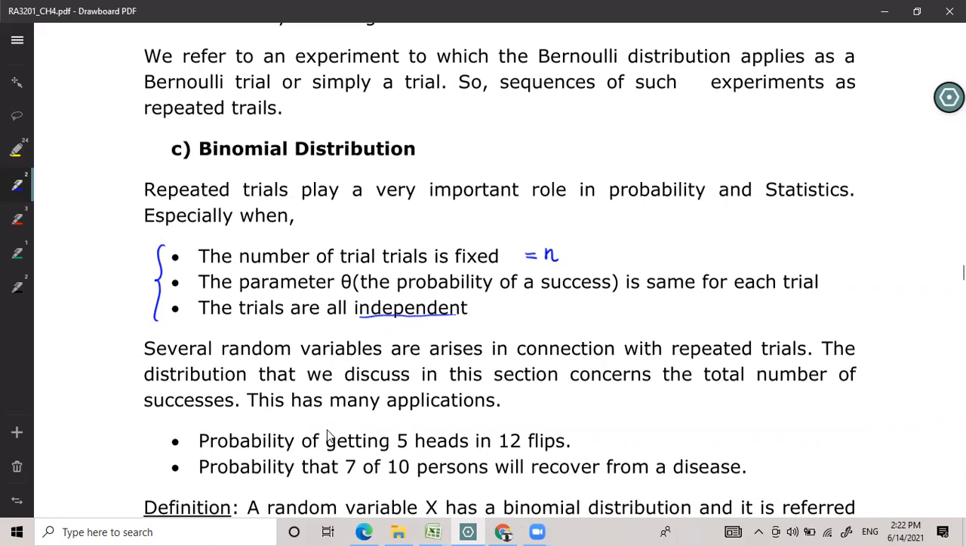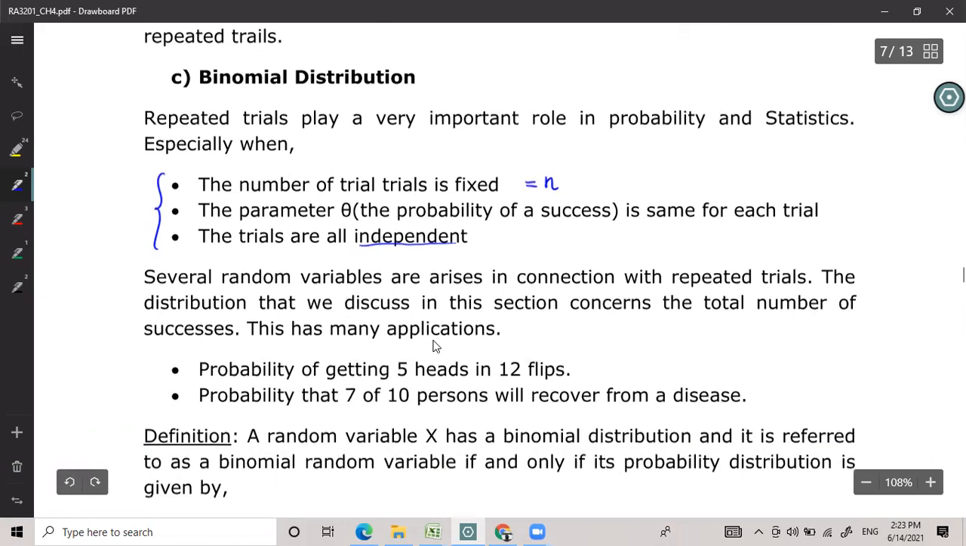I explained it in an earlier lesson. Doing without replacement, trials are not independent. Then it will not be binomial. But if you pick the cards, 20 cards, one at a time with replacement, then you have independent trials and you can use the binomial distribution. Okay. So not only the probability of success and only two possible outcomes, in addition to that, you have to have these conditions satisfied. Okay.